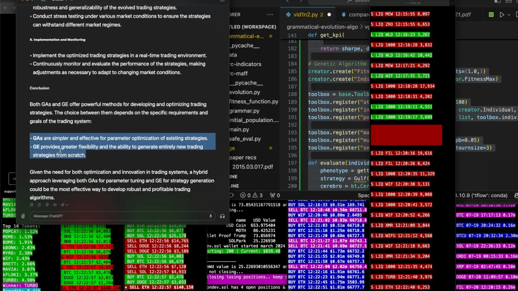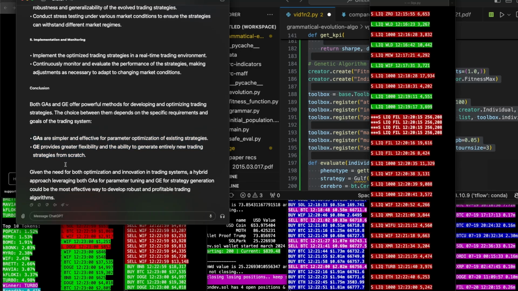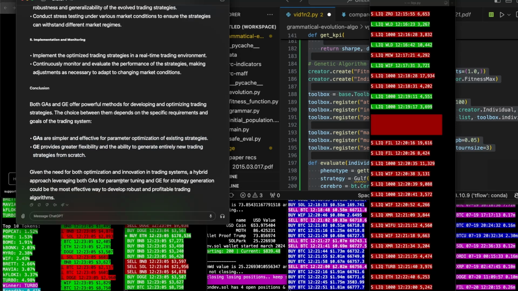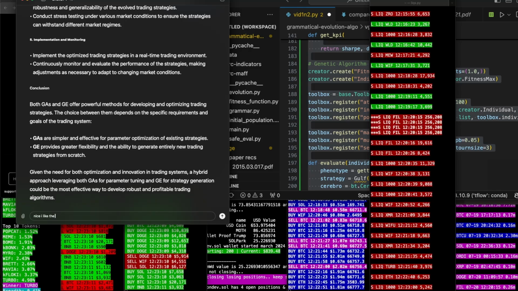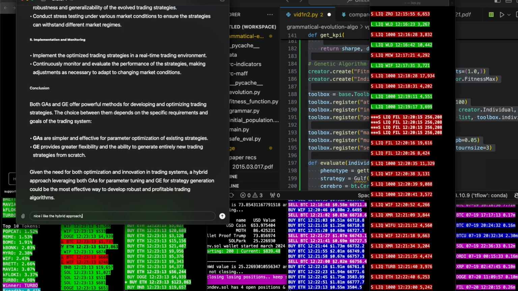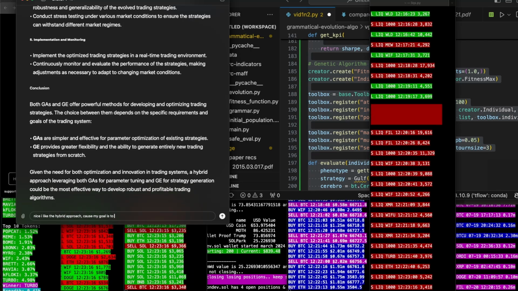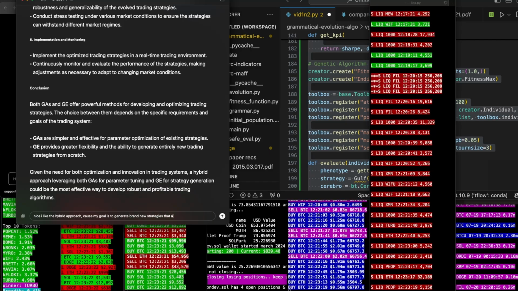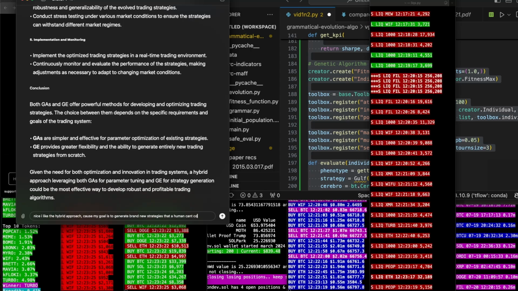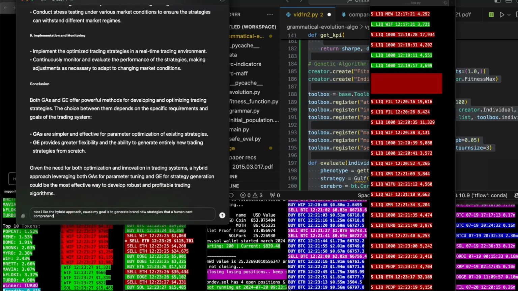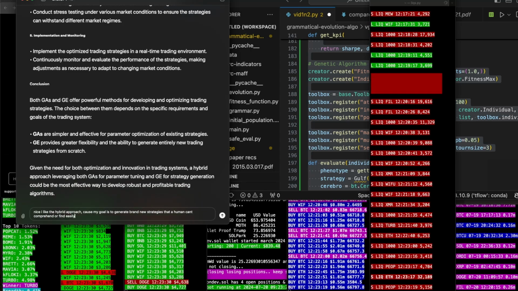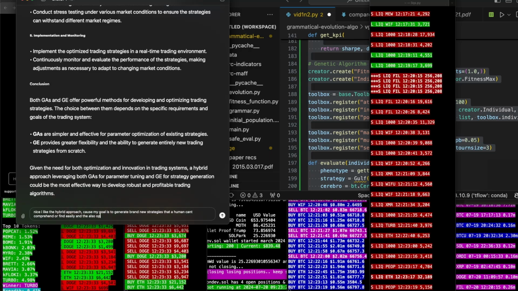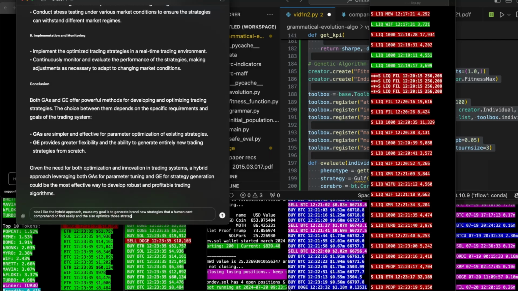I like that. I'm excited about that. I'm excited about both, but given the need for both optimization and innovation in new trading strategy, a hybrid approach leveraging both GAs and GEs. Nice. I like the hybrid approach because my goal is to generate brand new strategies that a human can't comprehend or find easily, and then also optimize those strategies.